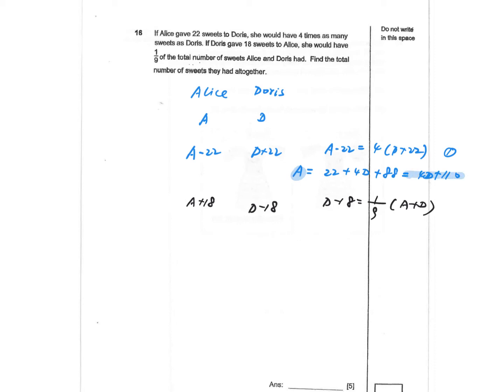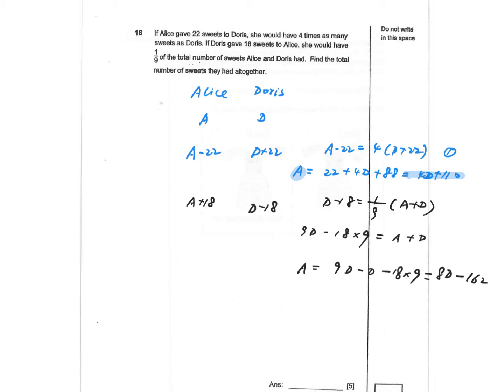Okay, now let's look at the second condition showing here, and actually we are also interested in the relationship between A and D. So if you multiply 9 to both sides, we're going to have 9 times (D minus 18) equals A plus D, and therefore we should be able to get that A equals 9D minus D minus 18 multiplied by 9. So that is going to be 8D minus 162.